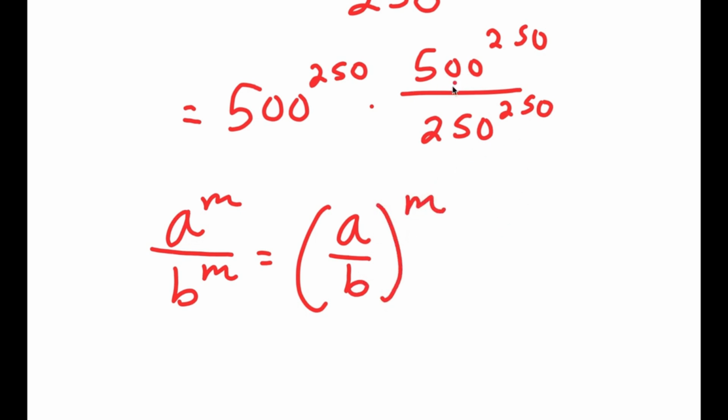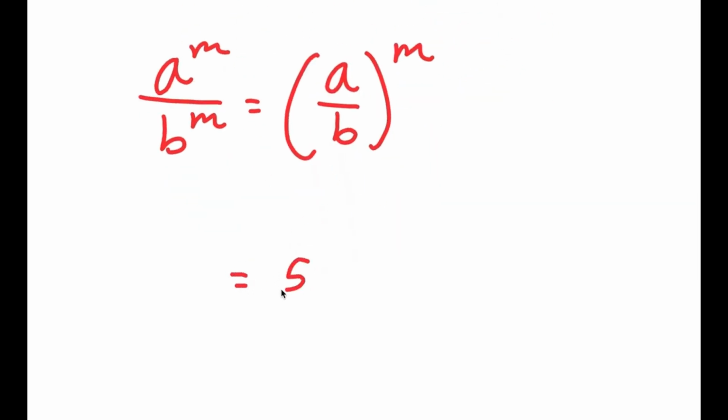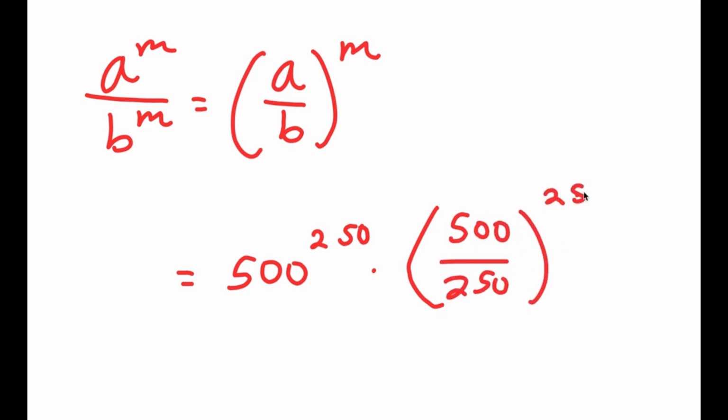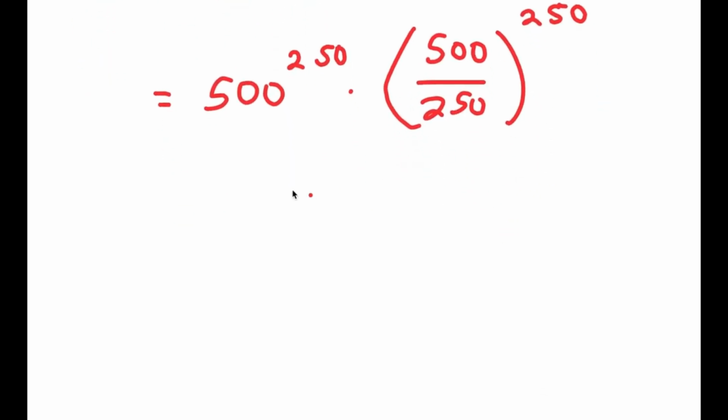So in this case, I have 500 to the power of 250 over 250 to the power of 250, and I can rewrite that as 500 over 250 to the power of 250. Now, this is equal to 500 to the power of 250 times 2 to the power of 250.